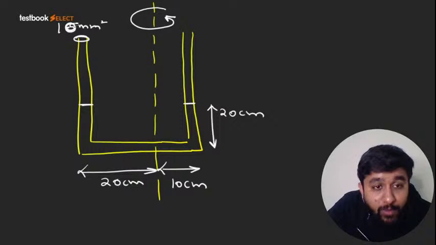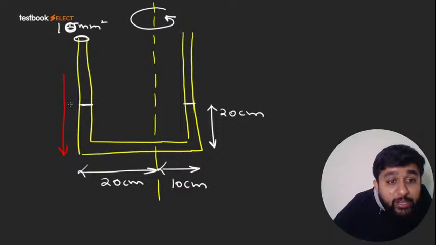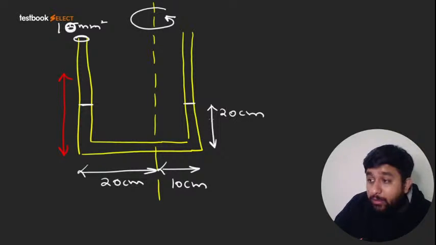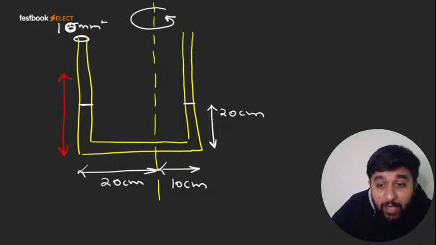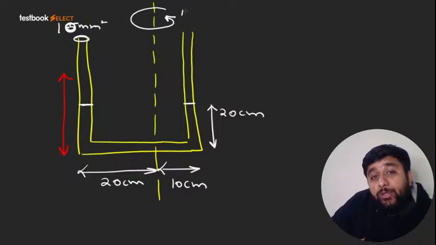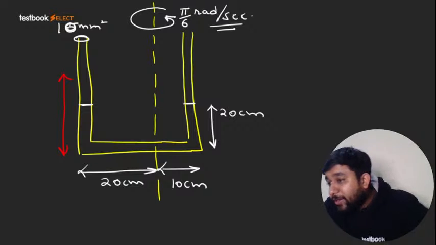Okay, so my question is, what will be the final height of water in the left limb and right limb? What will be the final height of water in the left and right limb? Okay? And this omega, you can take how much? You can take pi radian per second. That will be a bit too much, let's make it pi by 6 radian per second. Okay, pi by 6 radian per second. Okay? So try this.